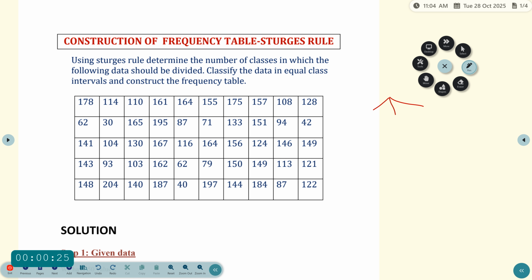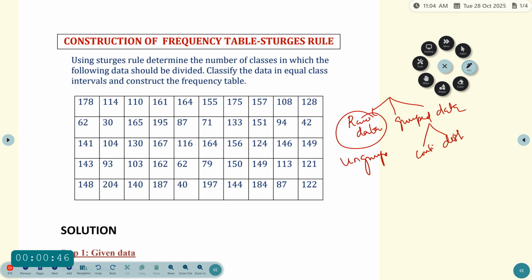We have two types of data. One is raw data, and another one is grouped data. In grouped data we have continuous and discrete. Raw data is also called ungrouped data.